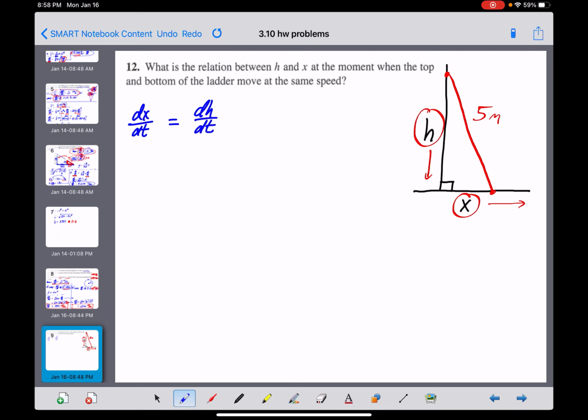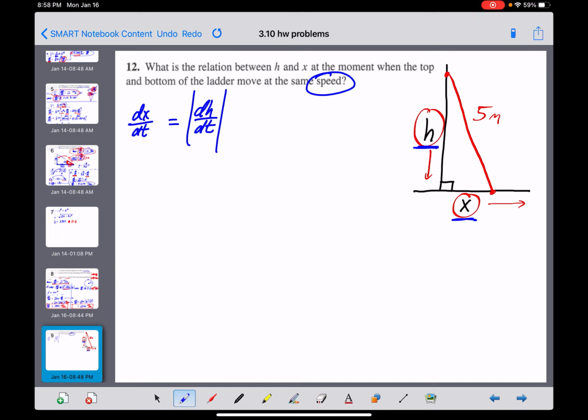Now, I should be careful. They're never really going to be equal to each other because dx/dt is going to be positive since x is growing, and dh/dt is going to be negative since h is shrinking. So really, if we put an absolute value around the dh/dt, that accommodates for the idea that we're talking about speed and not velocity.